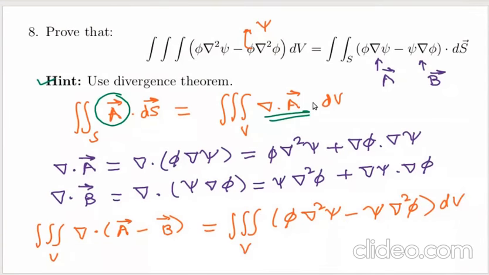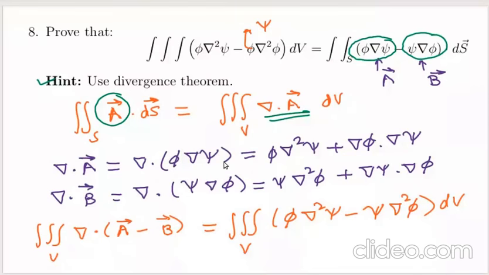Suppose this is your surface integration, and assume that the first term is the A vector, and the second term is suppose the B vector. So you have A minus B vector. If you use the divergence theorem, you will write this in terms of the divergence of A, so you have to take the divergence of A and the divergence of B also. The divergence of A you can write as divergence of phi grad psi, and that you can use.